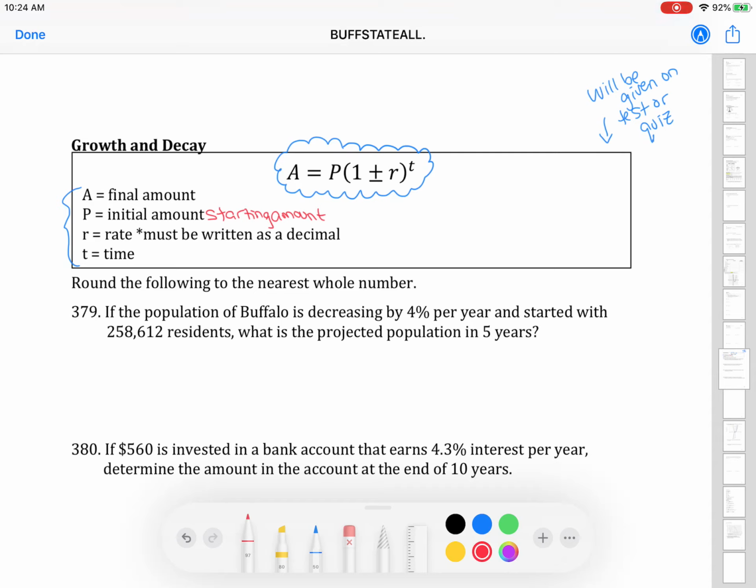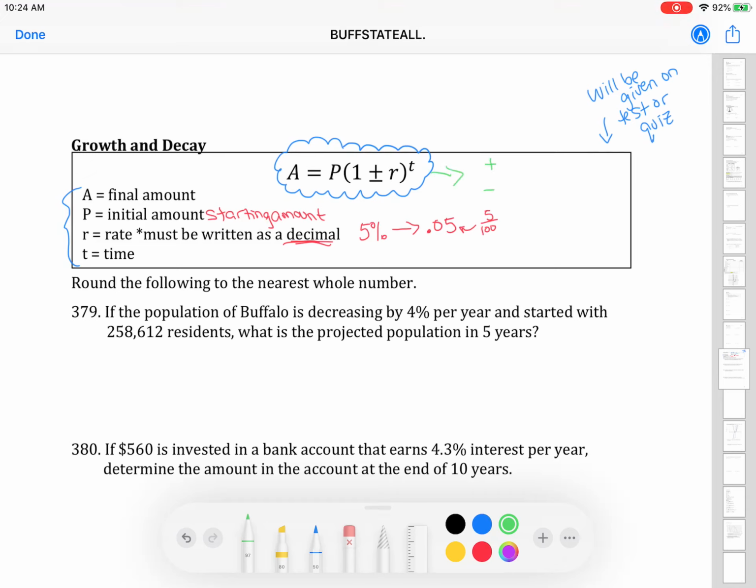Your rate is your percentage, but it must be written as a decimal. So for example, if you have 5%, you're not going to plug in 5, you're going to plug in 0.05. Remember when we did that a while back? You just take that 5% and divide it by 100, and that'll get you the decimal version. And then t is time.